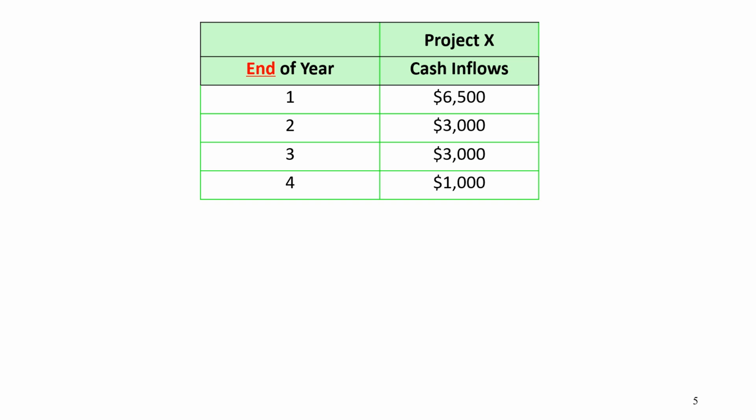Project X. Please take note, this is at the end of the year. It's very important to distinguish whether it is at the beginning or end. The cash inflow at 4 different timing, and the amounts are not the same. So this is an uneven cash flow.